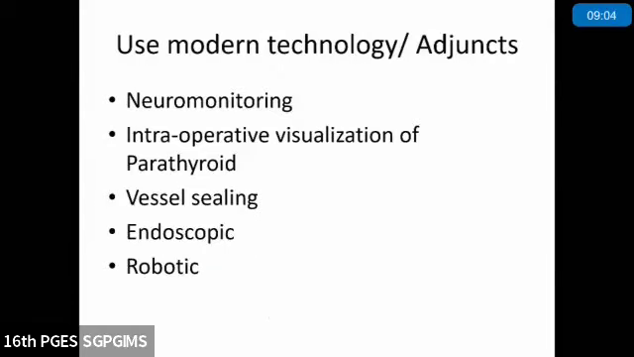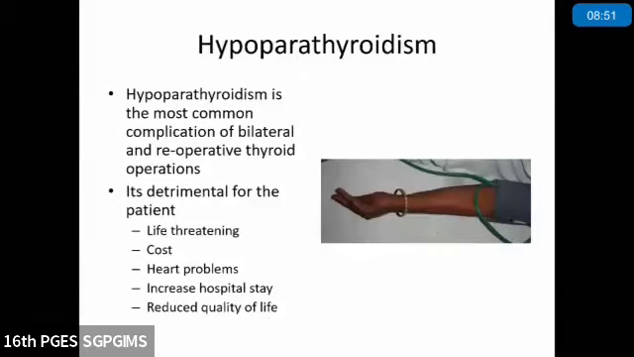So let's see how we can minimize these complications. We can use a lot of adjuncts, but today I'm going to talk about only two. One is neuromonitoring for recognizing the recurrent laryngeal nerve, and the other is the use of autofluorescence for recognizing the parathyroid glands. Coming to hypocalcemia, it's one of the most common complications, especially in a bilateral thyroid operation. And why is it detrimental? Because it's life-threatening, involves cost to the patient, can have cardiac issues, increases your hospital stay, and reduces the quality of life. So as thyroid surgeons, we don't want our patients to be hypocalcemic.